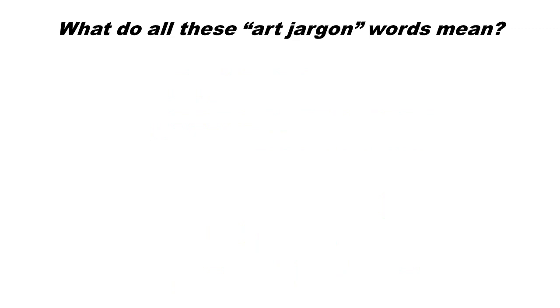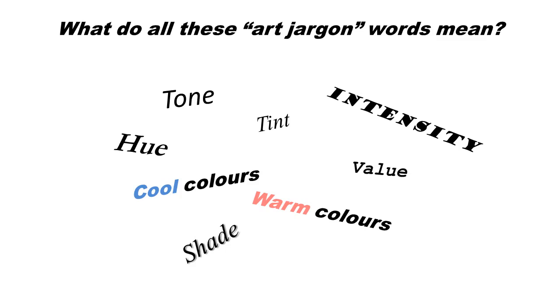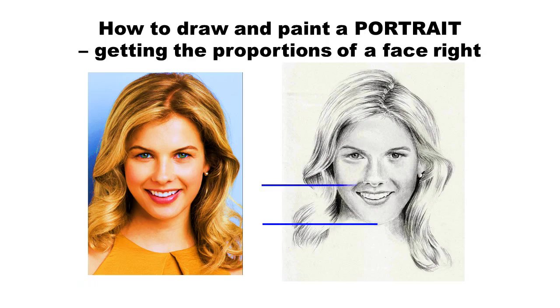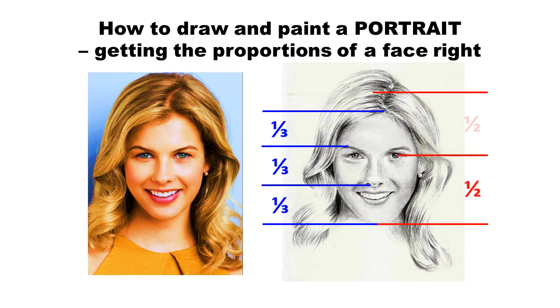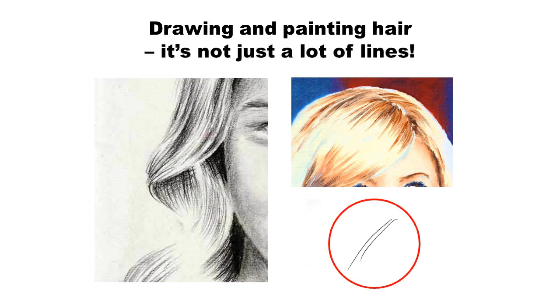We'll be looking more into what lots of the art jargon words mean, such as tone, tint, hue, intensity, cool colours, warm colours, shade and value. We'll find out how to draw and paint shiny things, how to draw and paint a portrait and make sure we get all the proportions of the face right, how to draw and paint hair and not falling into the trap of drawing lots of parallel lines.